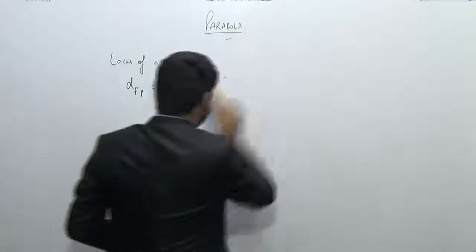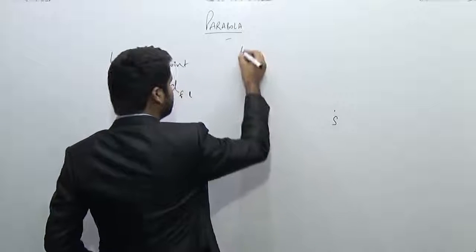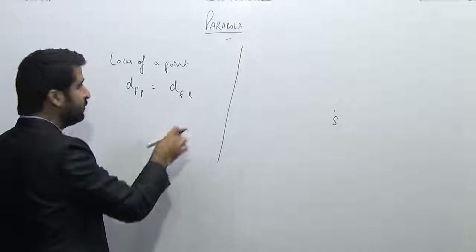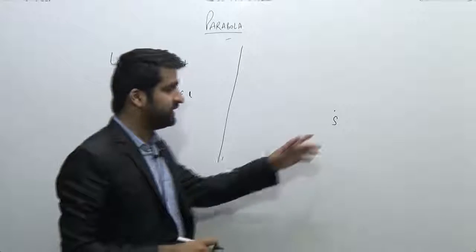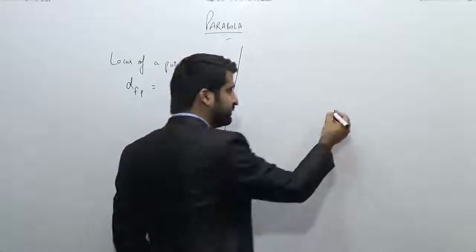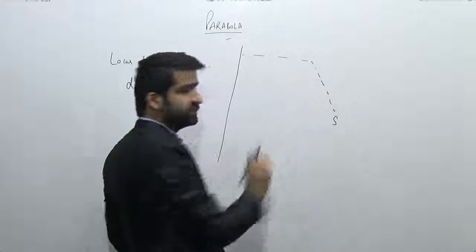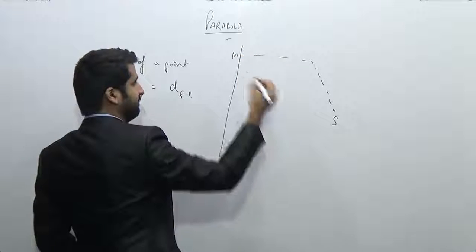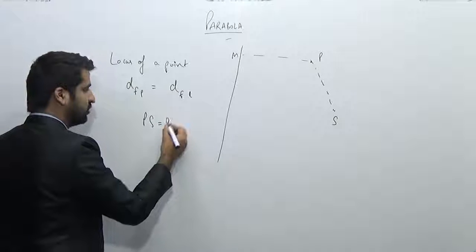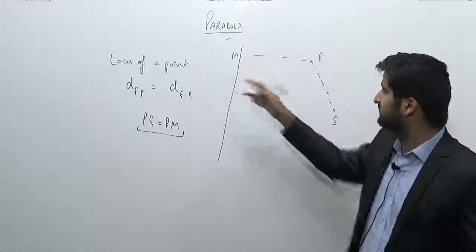So let's assume that this is a fixed point, the focus, denoted by S, and this is our fixed line. The parabola is the locus of a point which is equidistant from a fixed point and the fixed line. So we need to see the locus of a point such that its distance from this line is equal to the distance from this point. Let's say this is M and this point is P. So PS is always equal to PM. I have to see all the points whose distance from this point and this line are the same.